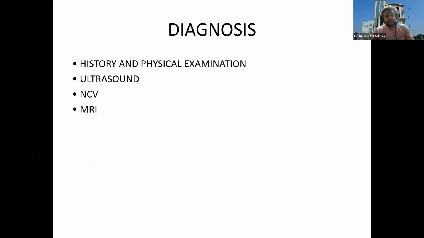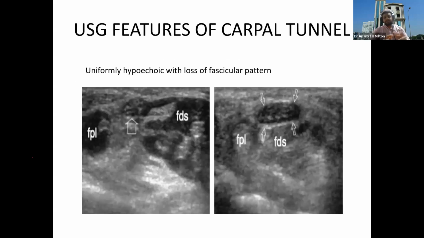Okay, so the diagnosis is mainly the history, then some physical examination. You can consider ultrasound, because if there is swelling of the nerve, you can measure it under ultrasound. Another is the NCS, and very rarely is MRI done for CTS. Okay, so here we can see a very small, uniform median nerve, but here is the swollen one. Actually, this is the swollen median nerve.